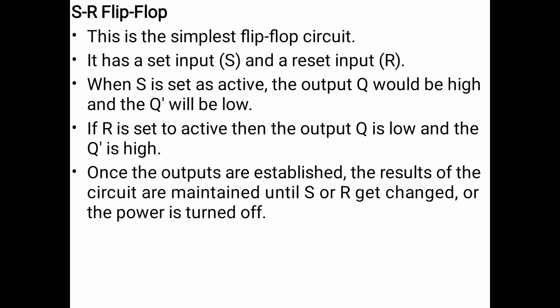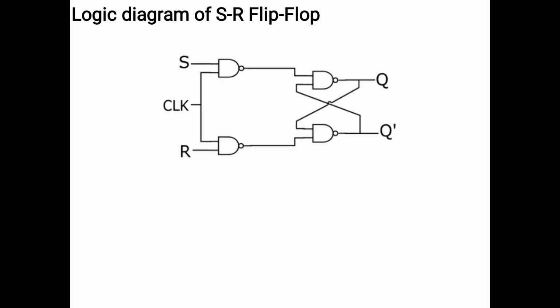SR flip-flop. This is the simplest flip-flop circuit. It has a set input S and a reset input R. When S is set as active, the output Q would be high and Q bar will be low. If reset is set as active, then output Q is low and Q bar will be high. Once the outputs are established, the results of the circuit are maintained until the set or reset gets changed or the power is turned off.